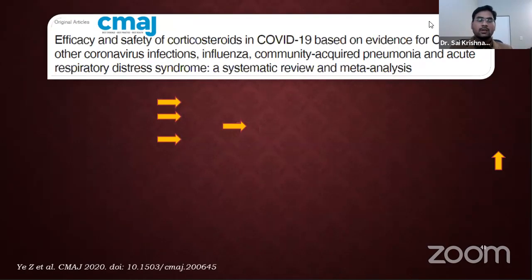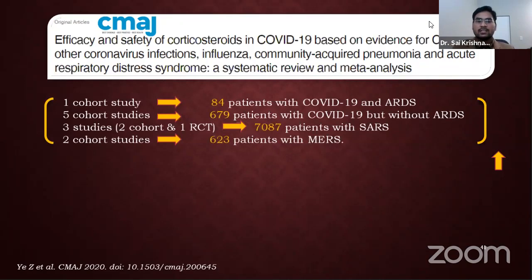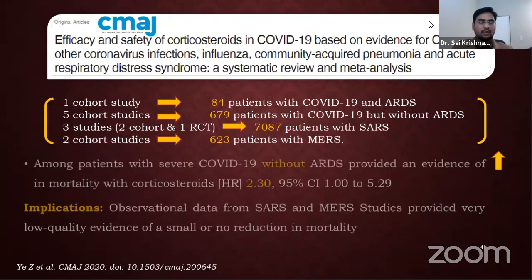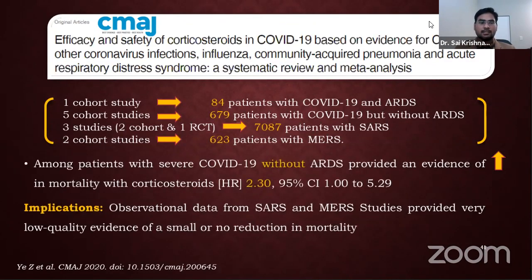In this systematic review, they included one cohort study with 84 patients with COVID-19 and ARDS. ARDS is acute respiratory distress syndrome. They also included 5 cohort studies which included patients only with COVID-19 but not ARDS, 3 studies, that is 2 cohort and 1 RCT, including 7,000 patients with SARS, and 2 cohort studies including around 600 patients with MERS. Let's look at their findings and conclusions.